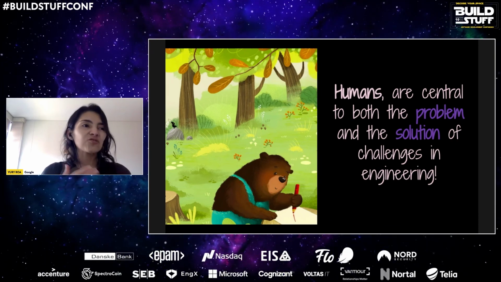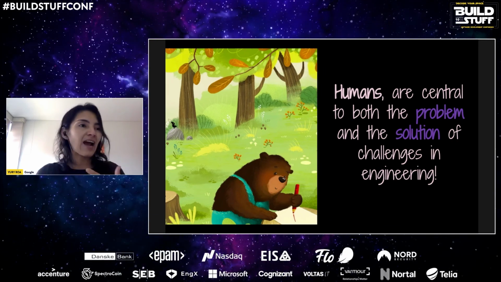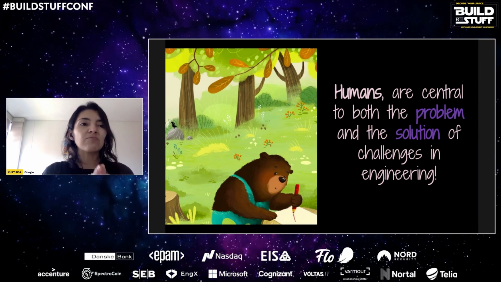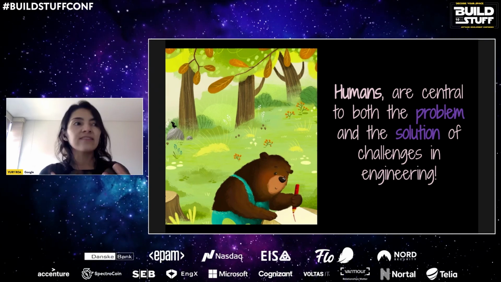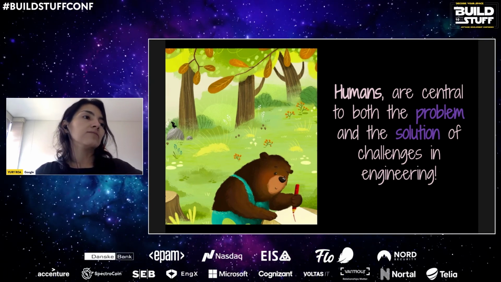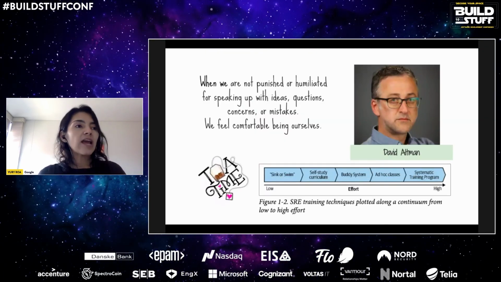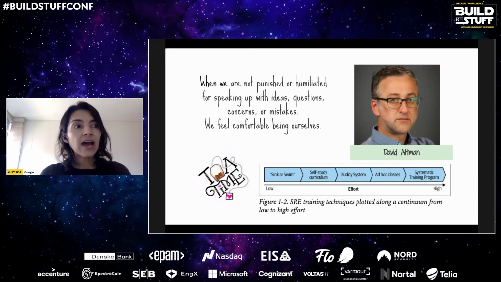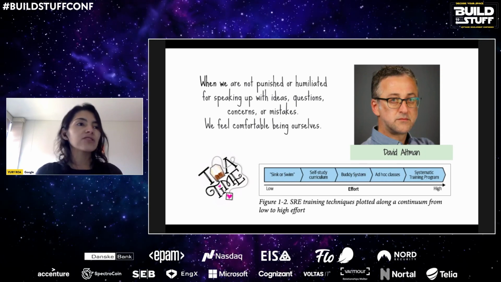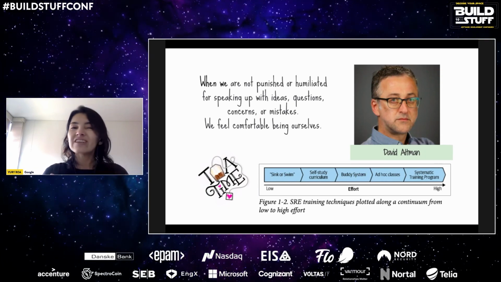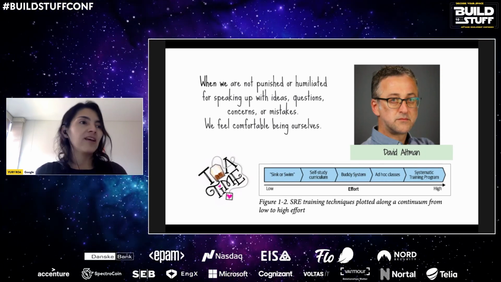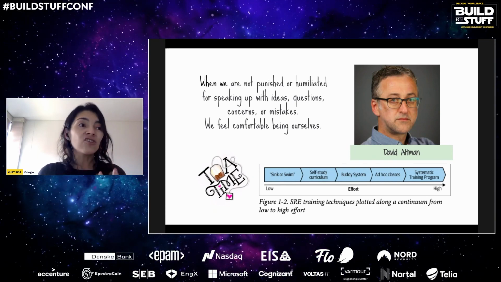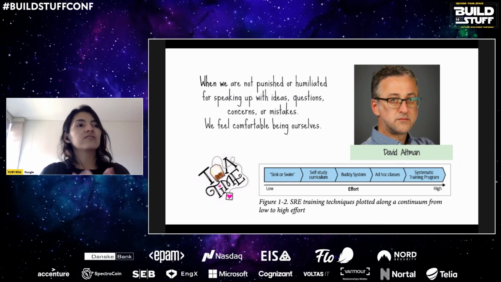So the interactions between us answer questions like how can we create software that people can effectively operate to achieve that goal. It is known that when we are not punished for speaking up with ideas, questions, concerns, or mistakes, we feel comfortable being ourselves. A lack of that is related to psychological safety.